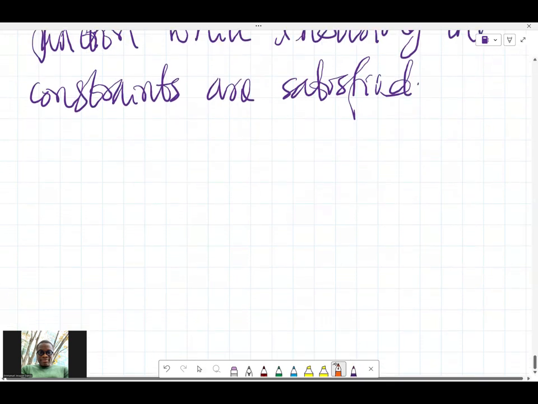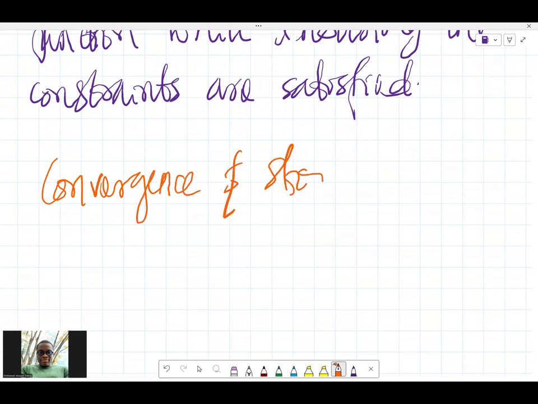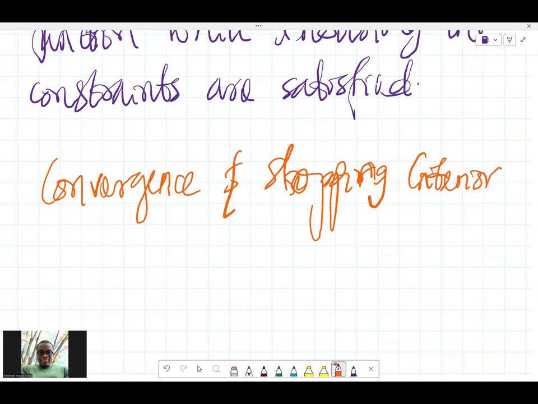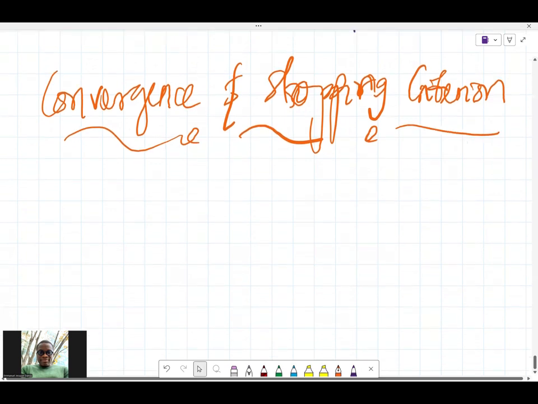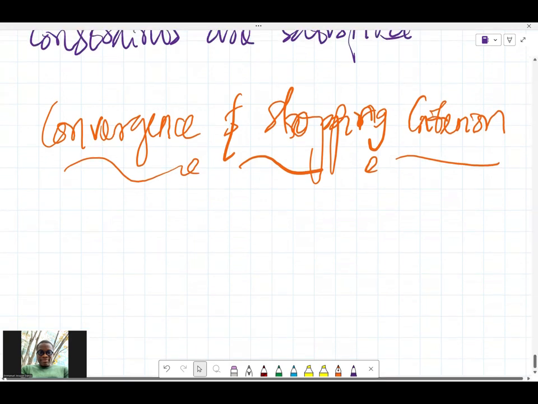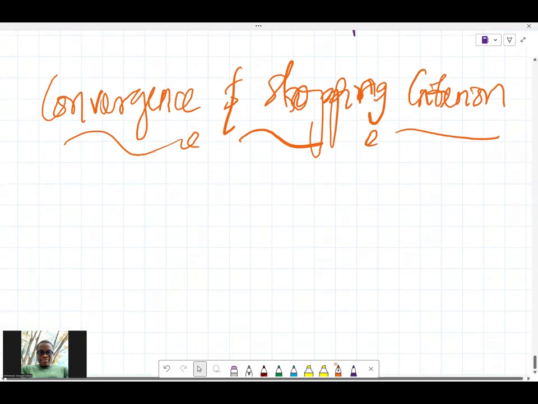So we talk about the convergence and stopping criterion next. Of course, we know what this can be. It can be a number of iterations as a stopping criterion, like do 50 iterations and stop, or if the solutions are consistently the same, then you can stop. So we are going to use Python code to take care of this.